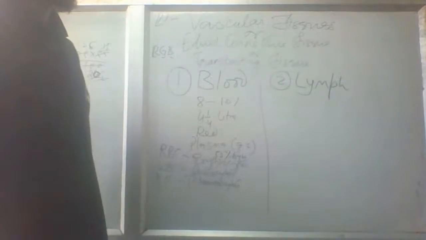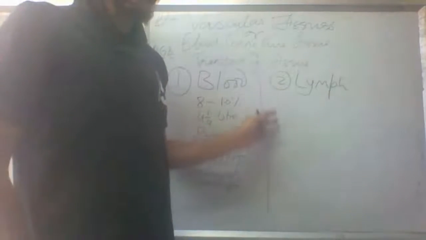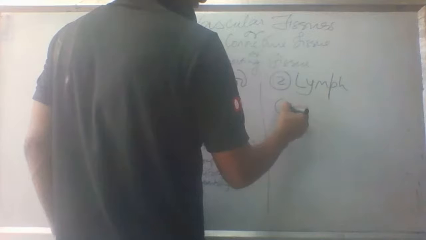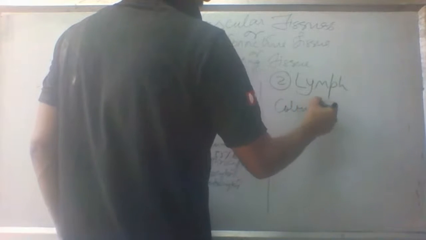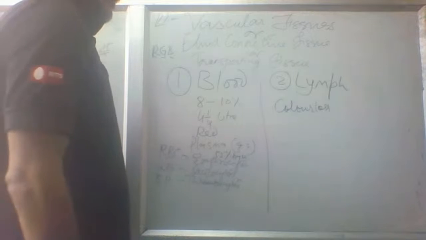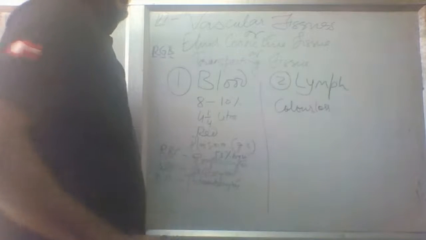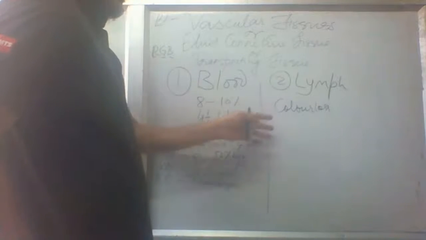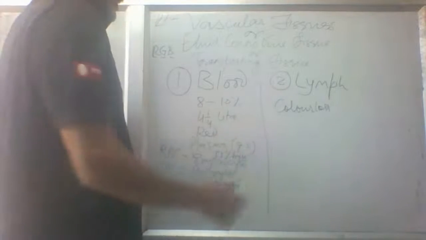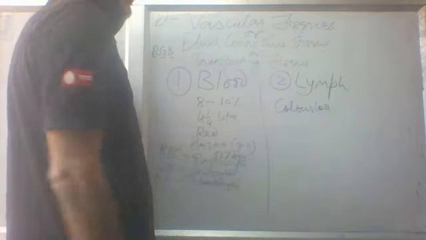Okay, we will start with the lymph. Lymph is a colorless, filtered blood without any blood cells. Lymph is always colorless. In the human being, the blood is always red, and lymph is colorless. It is found in all the body organs of the human being.